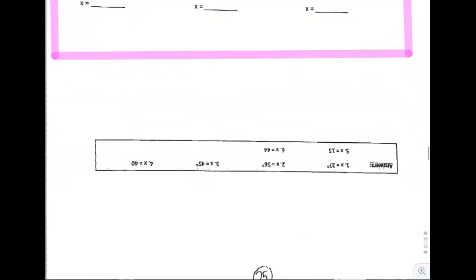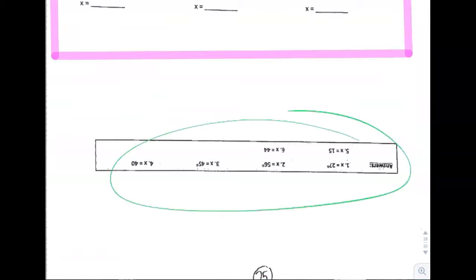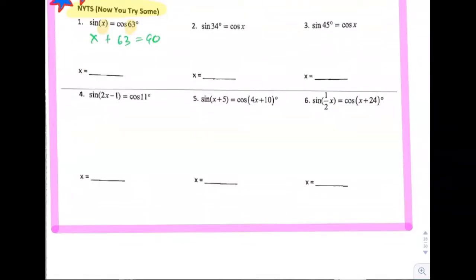The answers to this are at the bottom, so you can check your work, but you need to show all your work here and take a picture of it and upload it.